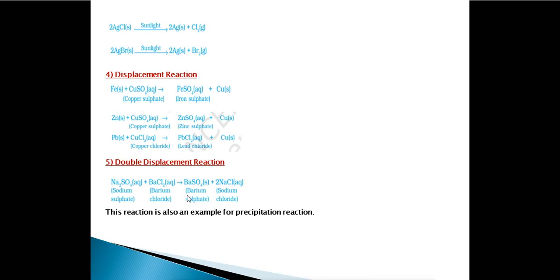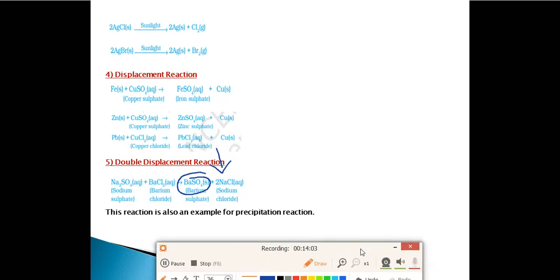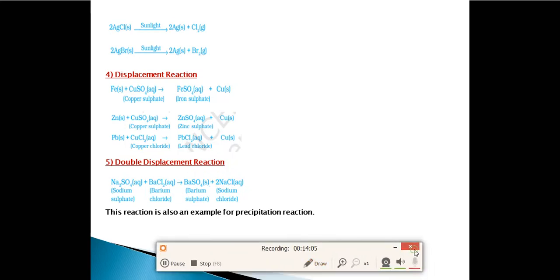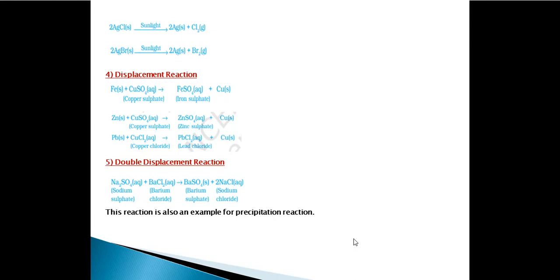This reaction is also an example of precipitation reaction, because whenever this reaction occurs, we can see a white precipitate of barium sulfate. So what is precipitation reaction? The reaction in which a precipitate is formed is called a precipitation reaction. But what is the meaning of precipitate? A precipitate is a substance which is insoluble in water. So you can remember this reaction for double displacement and also for precipitation.